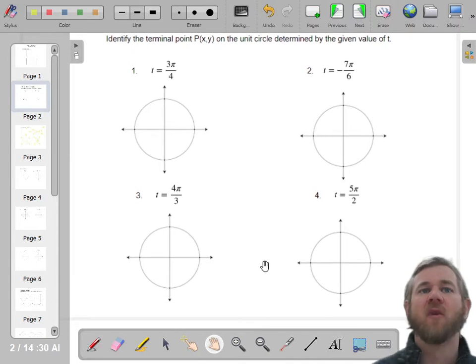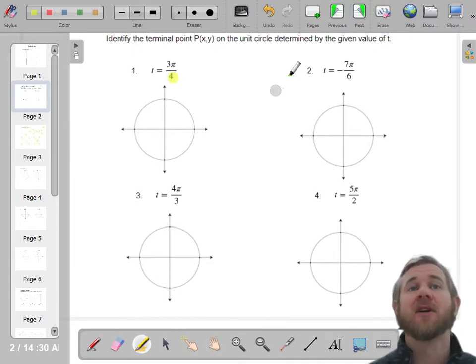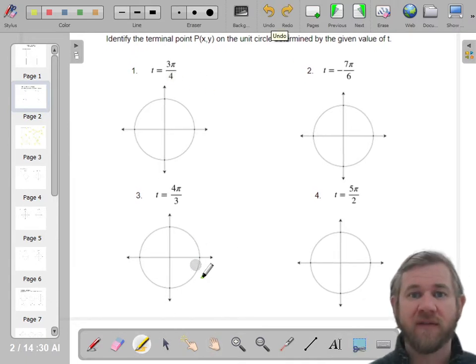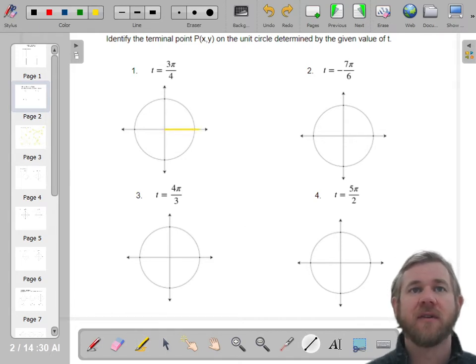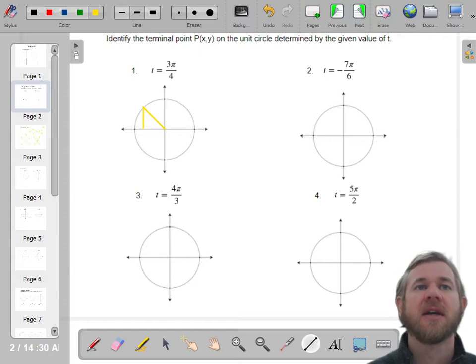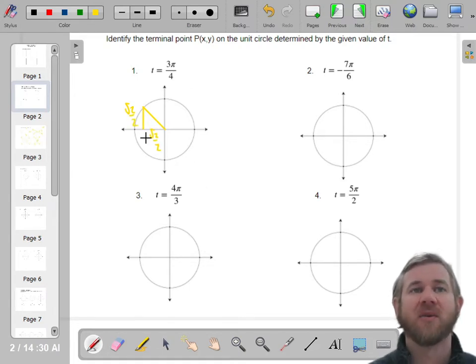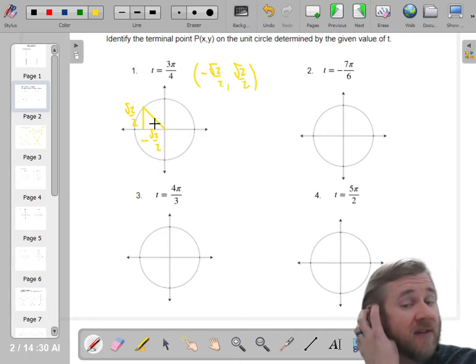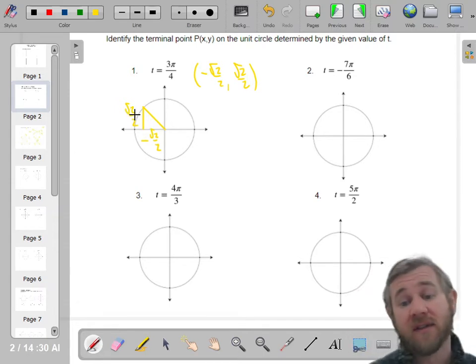So 3 pi over 4. First thing, if you see that it's something over 4, you should be thinking, oh, this is a 45-degree reference angle. So 45 degrees, 3 pi over 4, 1, 2, 3. That's in the second quadrant. If this is 45 degrees, then these have to be radical 2 over 2 and radical 2 over 2. And since we're in the second quadrant, x is negative. So this is negative radical 2 over 2, comma, radical 2 over 2. It's a 45, 45, 90. Across from 45 is still radical 2 over 2.